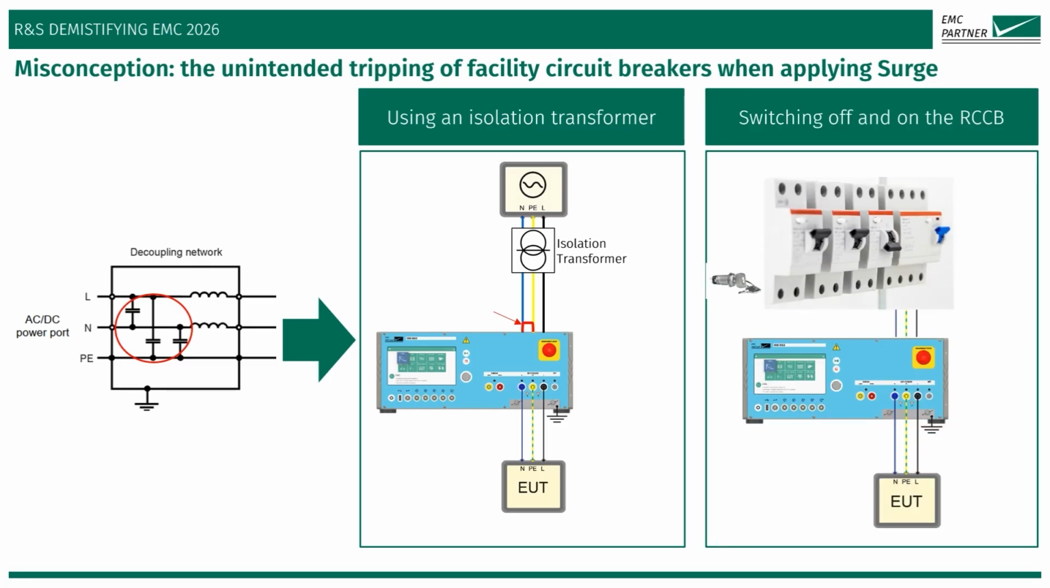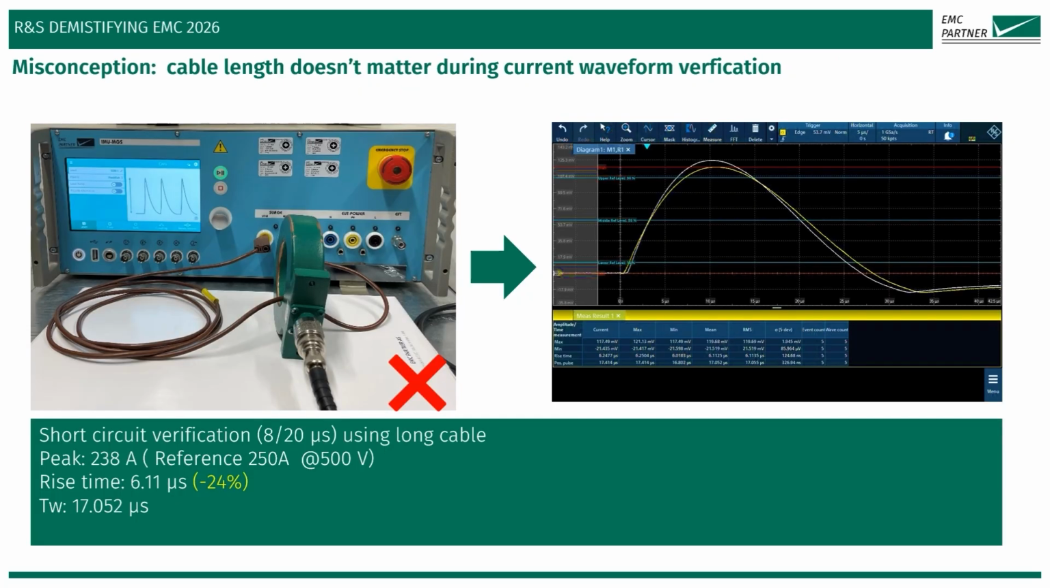And the second one is a solution using a circuit breaker that can be switched off during the surge test, and then after completing the test, the RCCB must be switched on again. This surge test can only be conducted by trained staff. Please bear in mind to always take all possible safety precautions to protect the test engineer, since this is very dangerous.